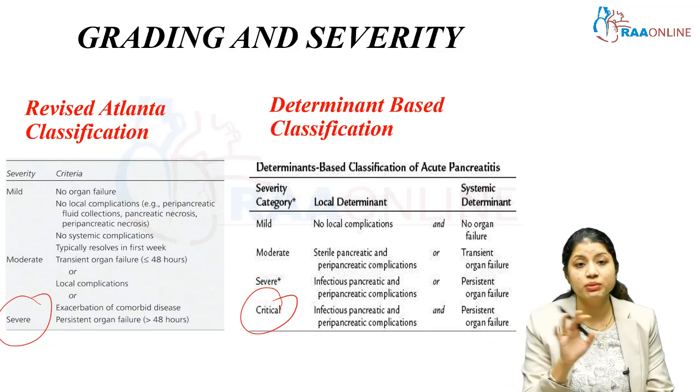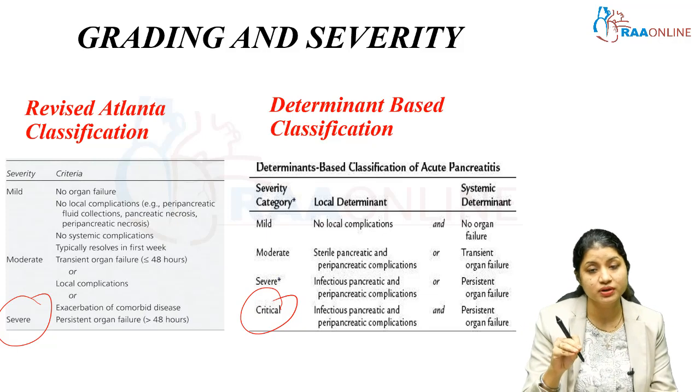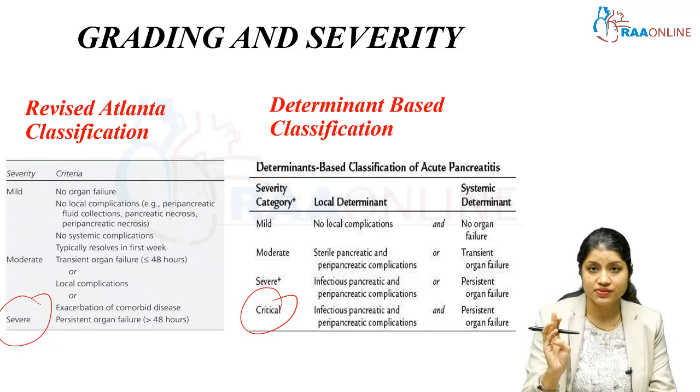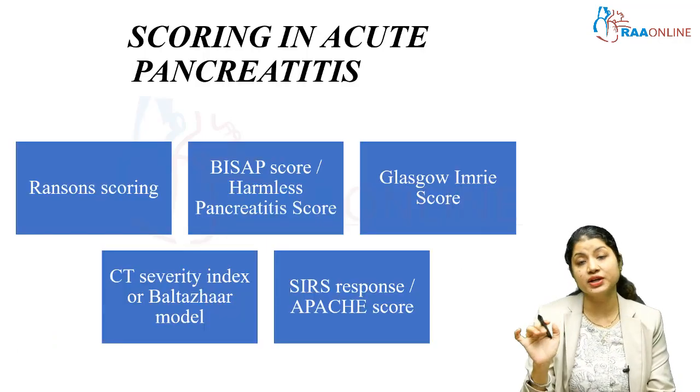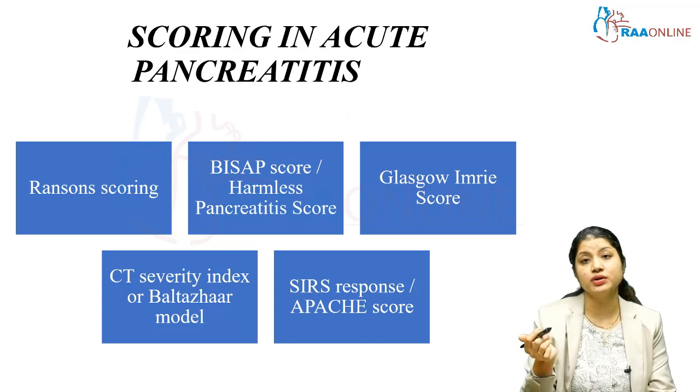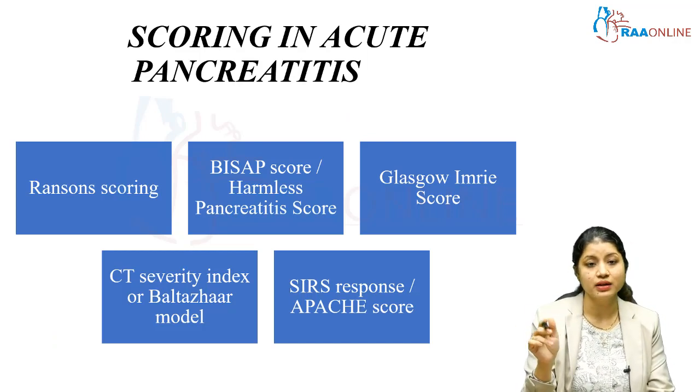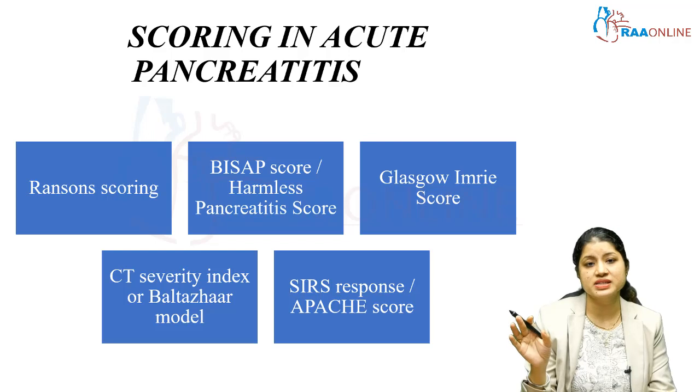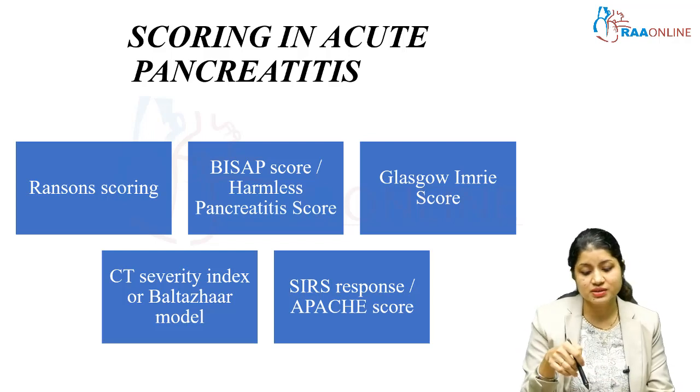So why do we need to remember all these things is because this is very important, especially in viva as well as in the theory answer. Scoring in acute pancreatitis is again a very important question, both in theory and practical. I know there are numerous scorings present, like here itself we have mentioned some 7-8 scorings.